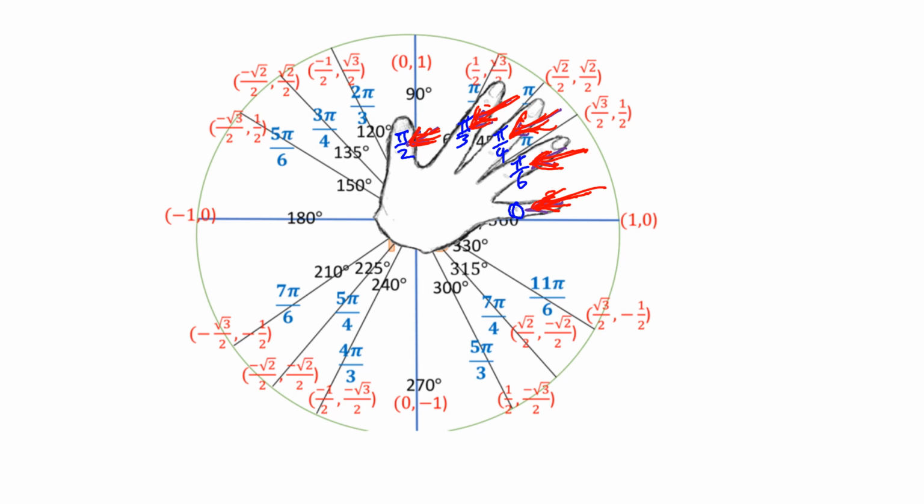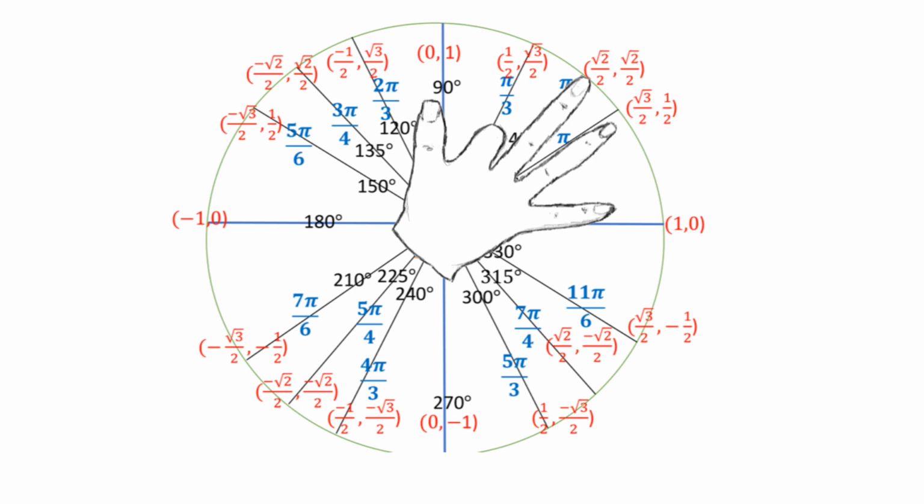And let's see how else our right hand can help us to remember our sine and cosine values. Let's first focus on our pi over 3 or 60-degree finger. Suppose that we folded that finger down. Notice that to the left of that finger, we have one finger. And to the right of that finger, we have 3 fingers.